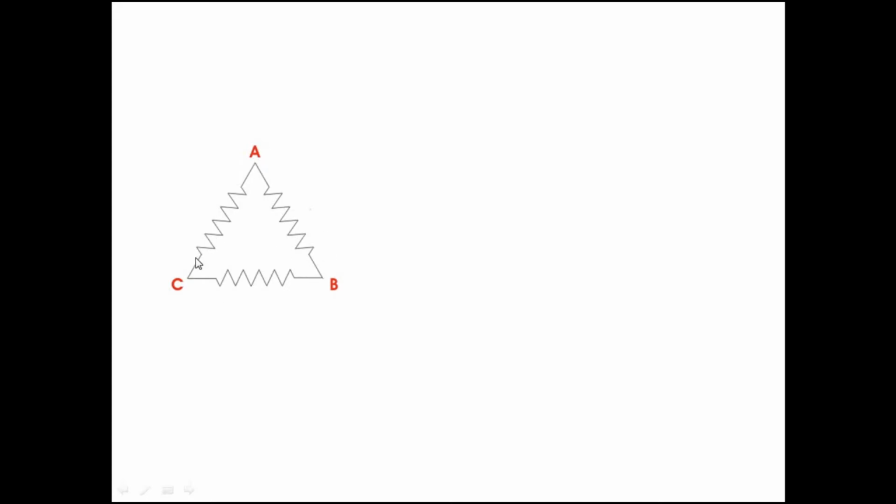Meaning one end point of the first resistor is connected to the starting point of the other resistor, forming a closed loop, and the connections are taken from these three corners A, B, C. This type of connection is called delta connection. Another type of connection is where the common point of the three resistors is connected together, and the connections are taken from the end of each resistor. This type is called star connection.